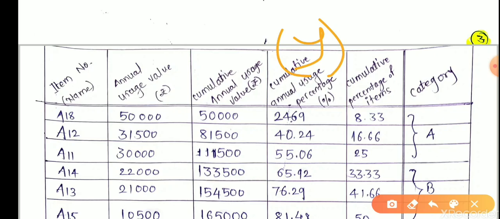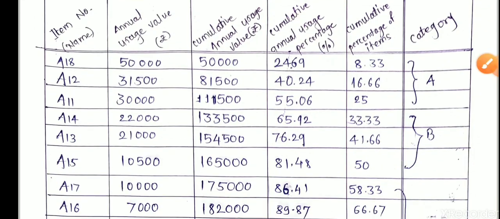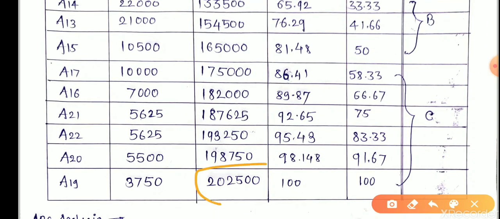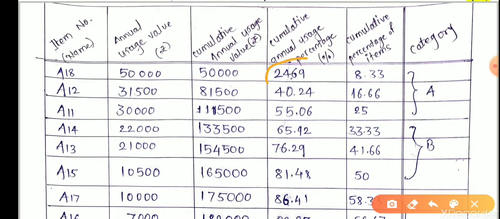And at the end, how does this 26 come? It comes from 50,000 divided by 2 lakh 2,500 into 100, which becomes 26%. It means we are spending 26% of the value on this item A18.